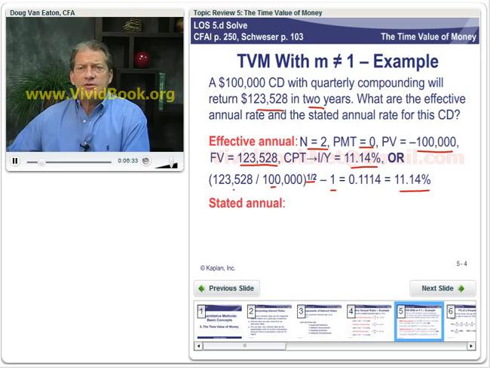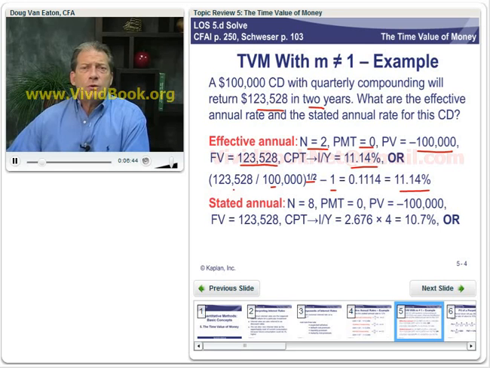Well, remember the stated annual rate is going to be a little bit less, and we've got quarterly compounding. So what we really have to find is the quarterly rate of return. So there's 8 quarters in 2 years. Payment's still 0. Present value and future value are still the same. But now with n equals 8, we've solved for the quarterly compound rate of 2.676%.